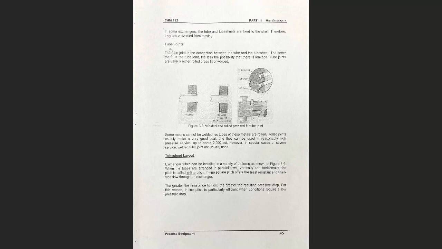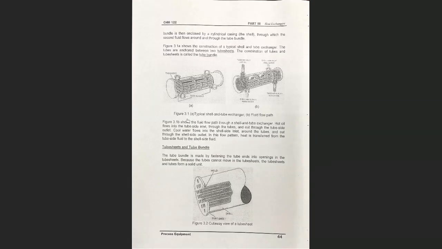So that brings me to the next point, the tube joints. The tube joint is the connection between the tube and the tube sheet. The book here explains how the tube is installed on the tube sheet and why it is so important. It is so important because the better the fit of the tube joint, the less the possibility that there is a leakage. If you go back again to the previous picture, it says here, if the fit is good enough, guys, it is less likely that there will be a leakage.